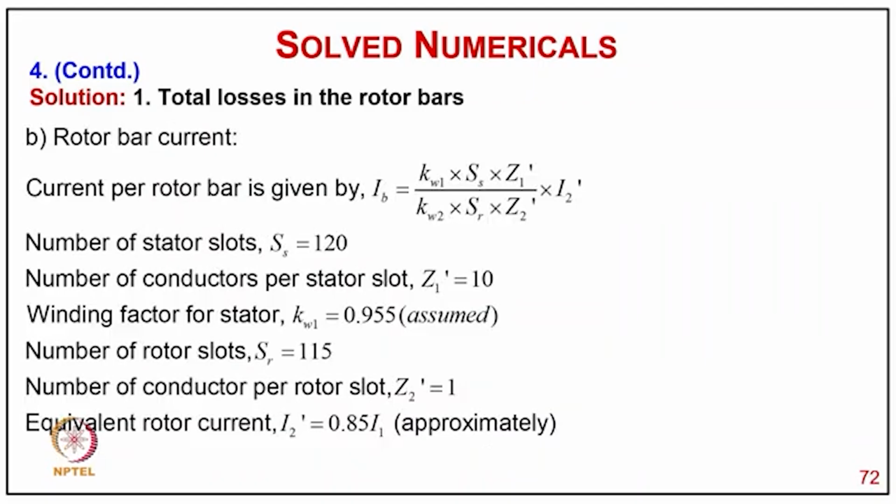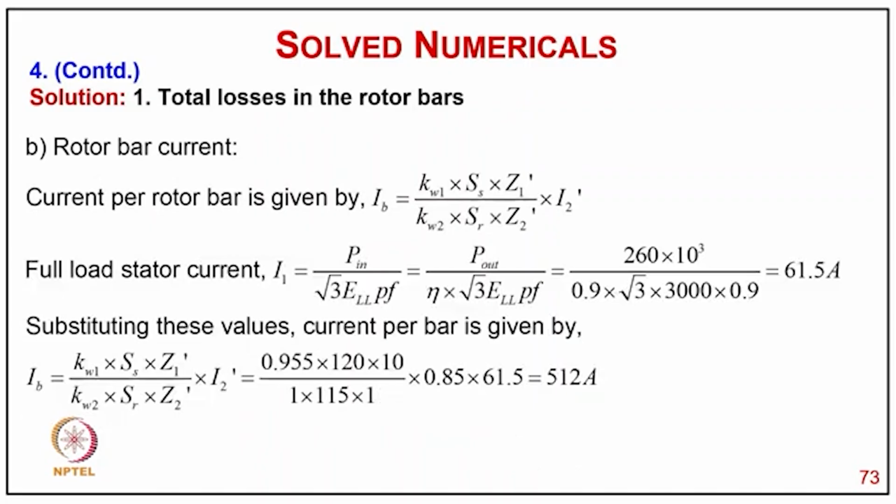Now coming to the total loss calculation in the rotor bar. The rotor bar current per bar is given by IB equal to KW1 into S1 Z1S into I1 divided by KW2 into S2 into Z2, with I2. The number of stator slots is 120, number of conductors per slot is 10. The winding factor KW1 is 0.95, number of rotor slots is 115, number of conductors per bar is 1, and the equivalent rotor current I2 equals 0.85 I1. Now coming to the rotor bar calculation, putting the value of I1, calculating 61.5.